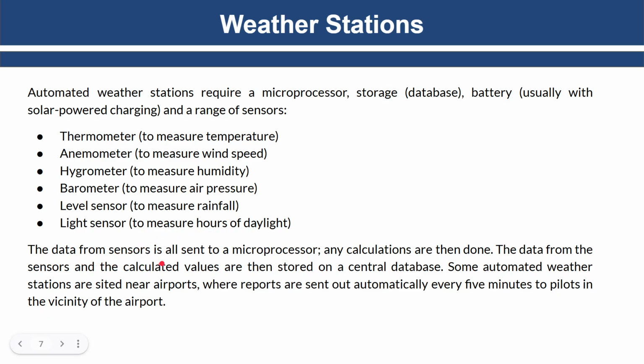The data from the sensors is all sent to a microprocessor, and any calculations are then done. The data from the sensors and the calculated values are then stored on a central database. Some automated weather stations are sited near airports, where reports are sent out automatically every 5 minutes to pilots in the vicinity of the airport.